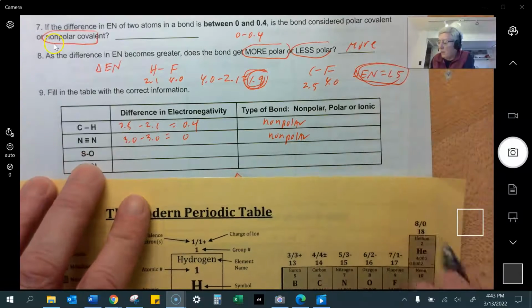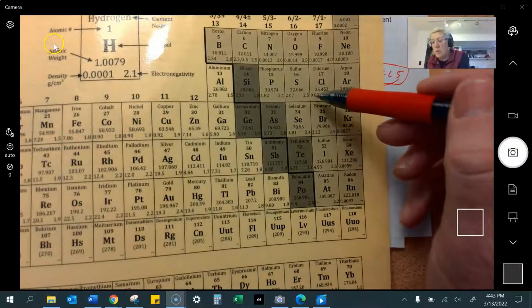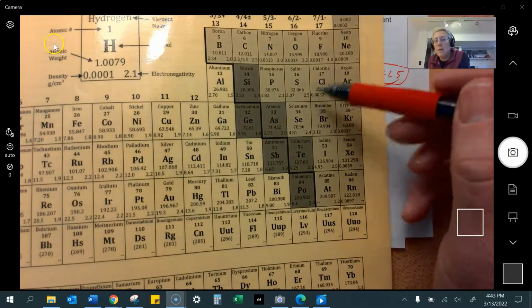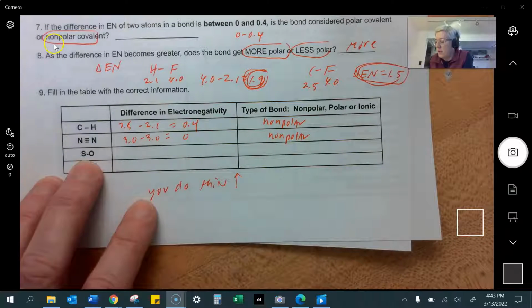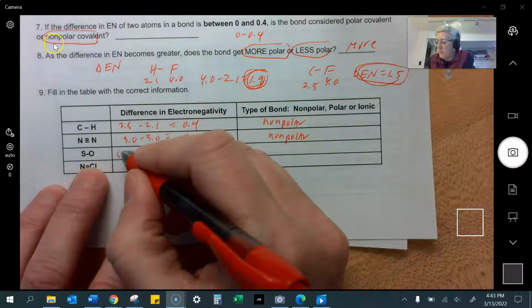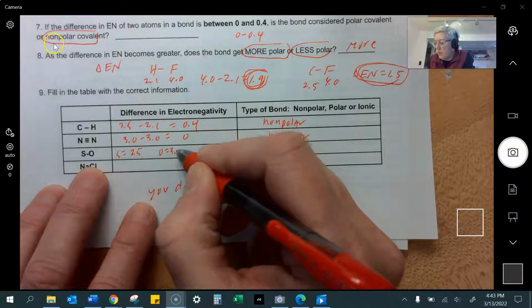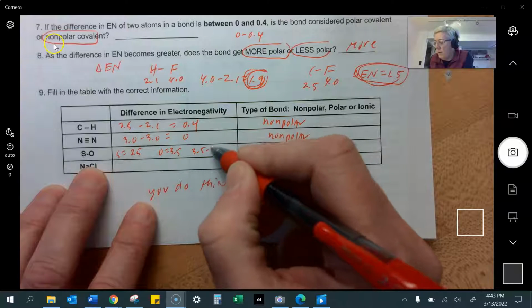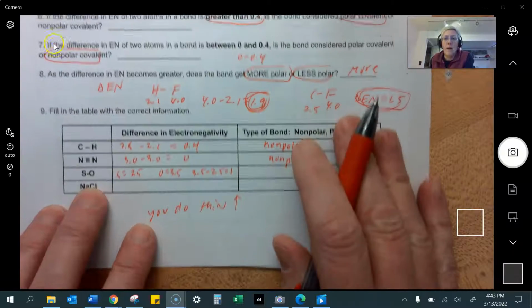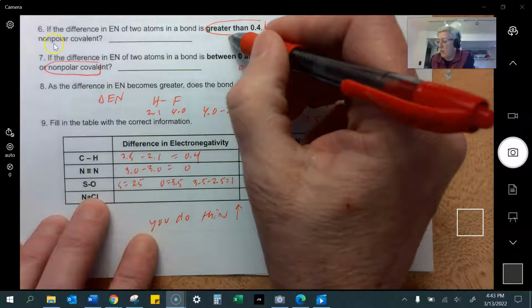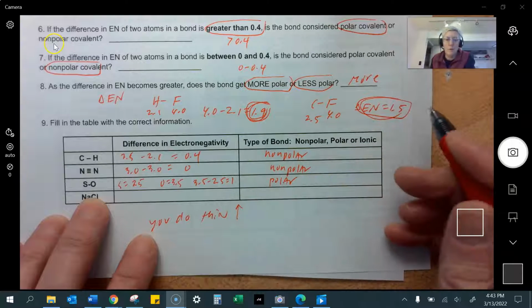All right, S bonded to O. S has a value of 2.5 right there. O has a value of 3.5. So you take the big number minus the little number. S is 2.5. O is 3.5. 3.5 minus 2.5 equals 1. Okay, that is greater than 0.4. So that bond is, in fact, polar.